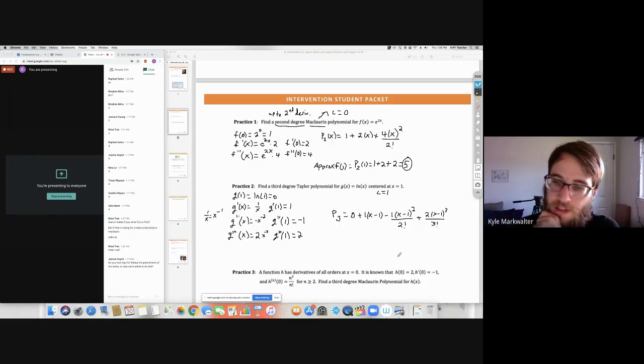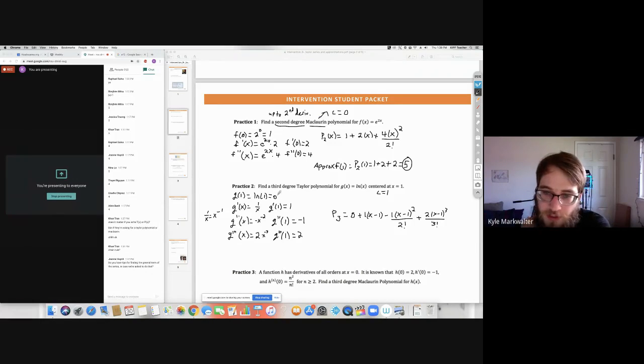All right, so this is what I got. Do be careful with your derivatives here. The derivative of the natural log is 1 over x. Its derivative is negative x to the negative 2. So when x is 1, that's negative 1. The derivative of that is positive 2 times x to the negative 3. Plug in 1, you'll get 2. We build out from there.